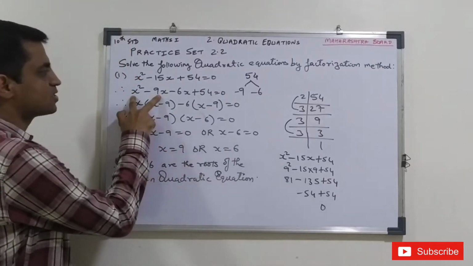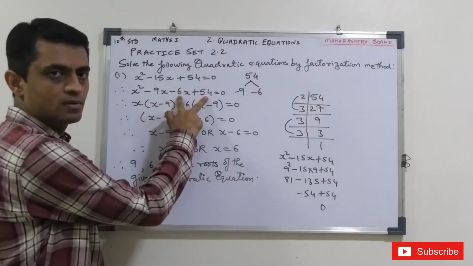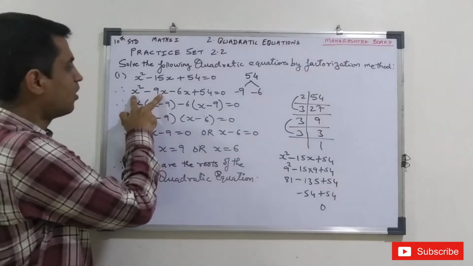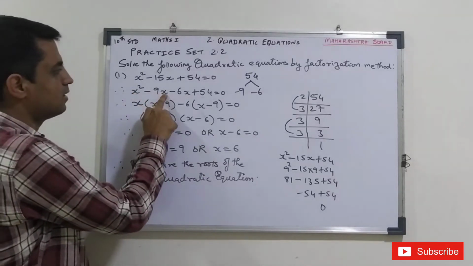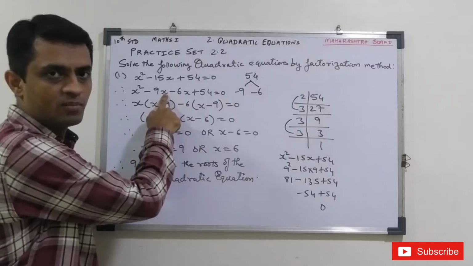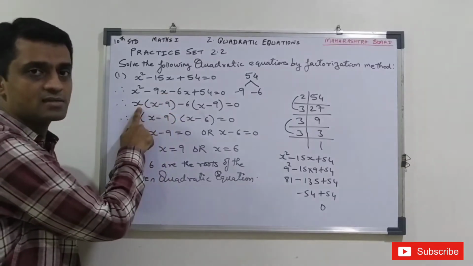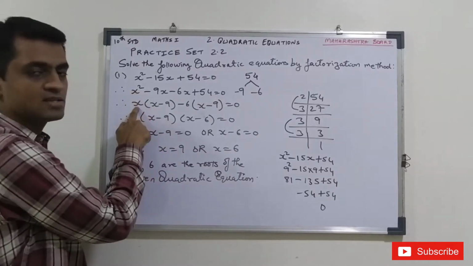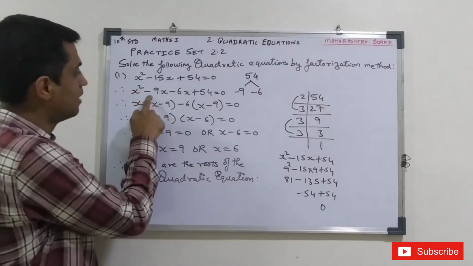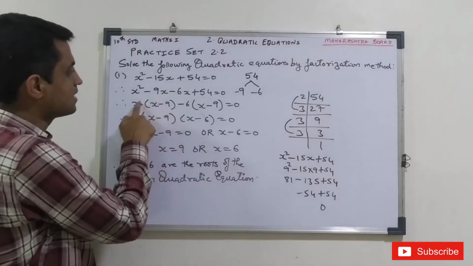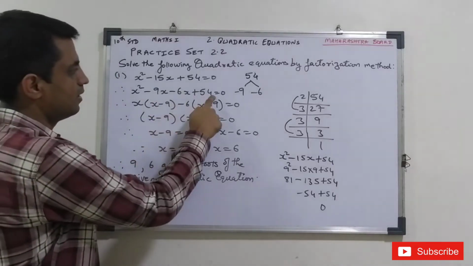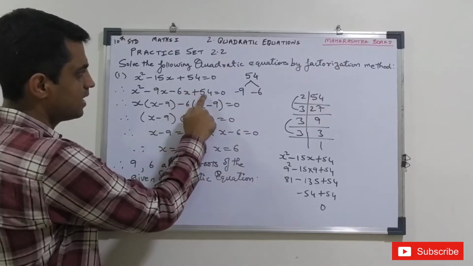Now we will select these two terms and these two terms. From the first two we will take out a common term. The common term is from x square and x; the lowest power of x is x, so we take x out common. So what will remain? From x square, x is gone, so x remains. From minus 9x, x is gone, so what will remain? 9. Now from the other two, 6 and 54.